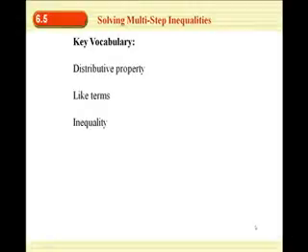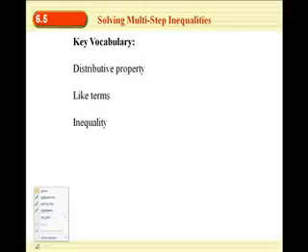This is 6.5, page 318 in your book, so go to page 318 right now. Let's solve some inequalities.